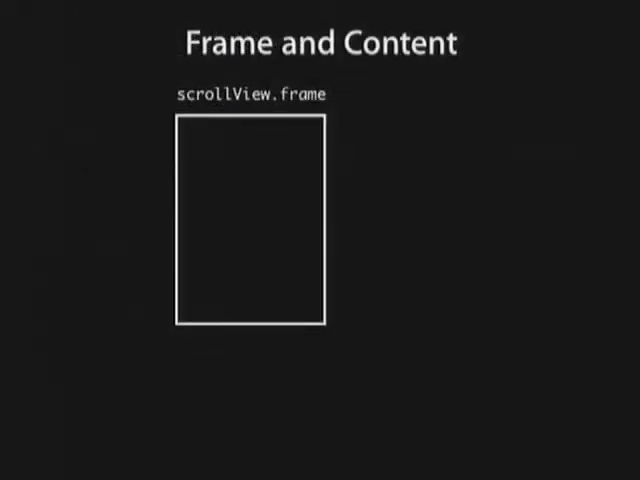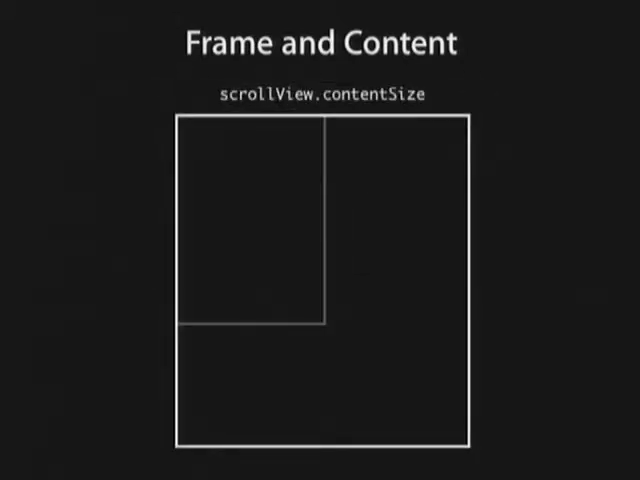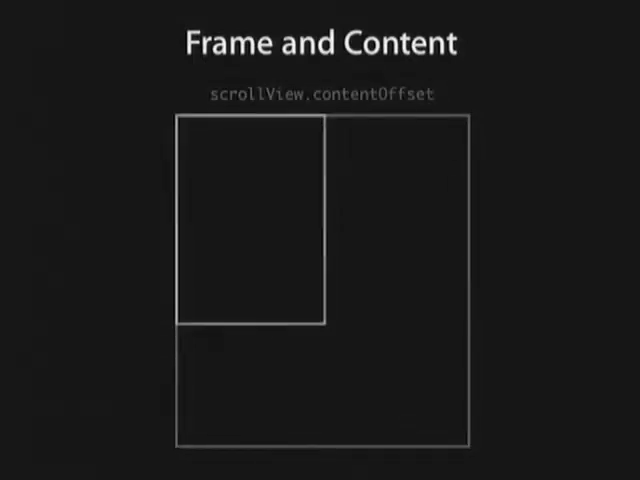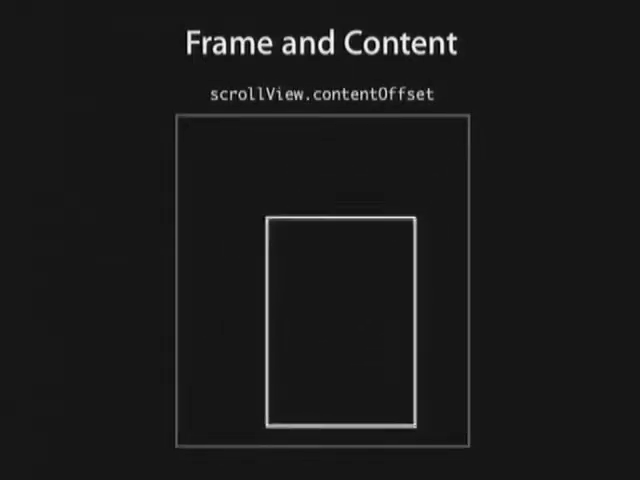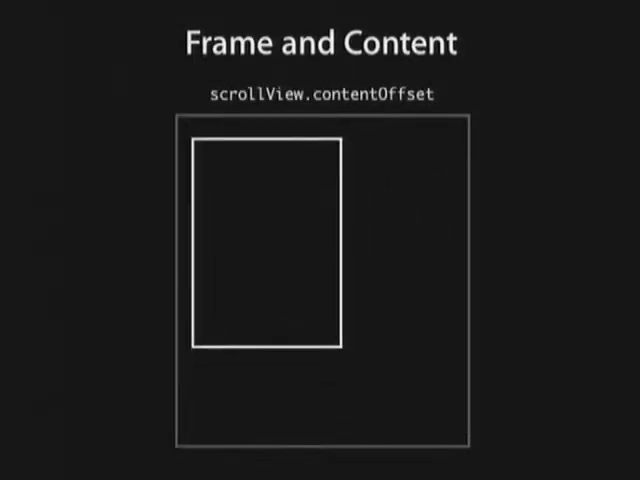So visually, how does this work? The scroll view has some frame that represents what you see on the screen. The content has some area that represents an area that goes off the screen. And there's a content offset property on the scroll view that lets you position that window in the content wherever you'd like.